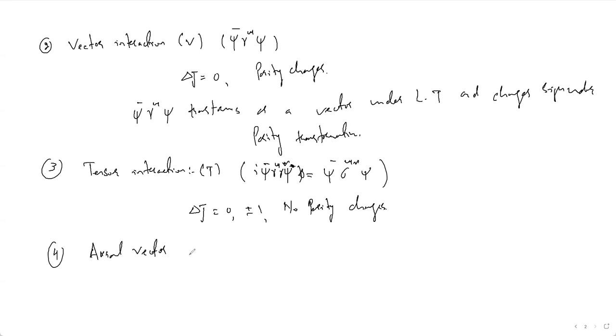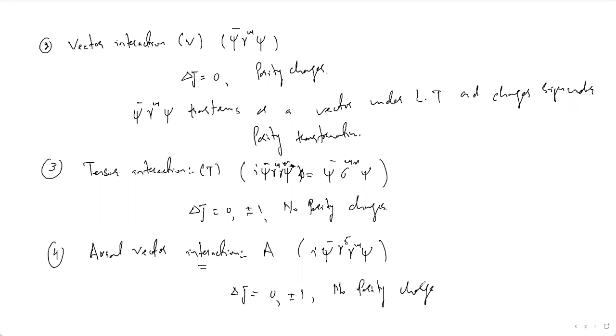Axial vector interaction. What is the axial vector interaction? It is represented by A and is given by i psi bar gamma 5 gamma mu psi. Here delta J is 0 or plus minus 1, and again no parity change.